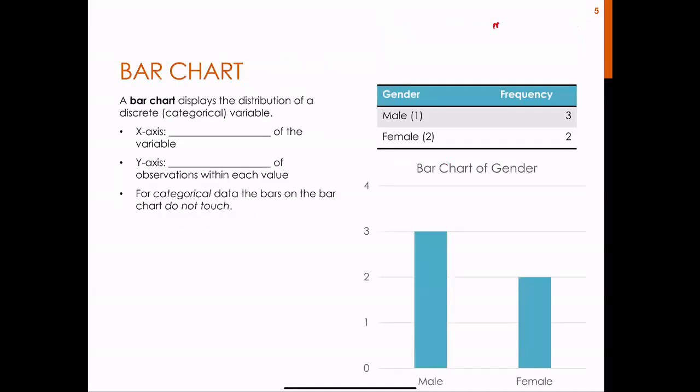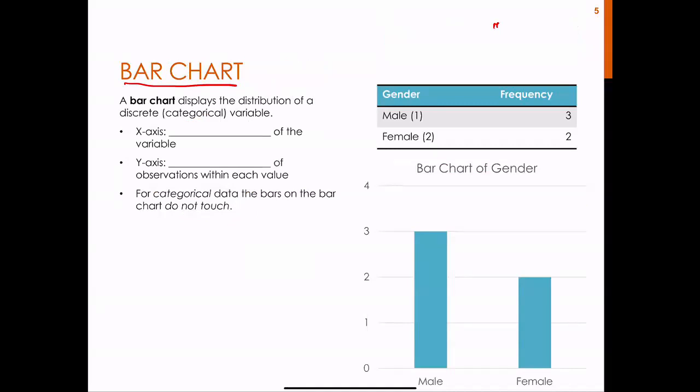Categorical data can be displayed with a bar chart. Now you may think that it looks like the histogram. Actually, it's quite the same, but I will talk about the histogram after a while. For now, we stick with the bar chart for a categorical variable.